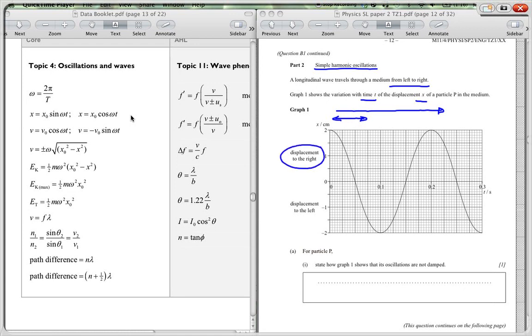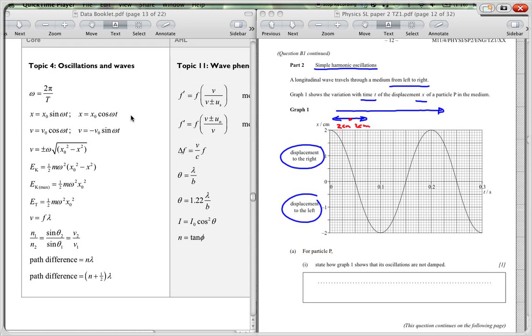And here we have on our y-axis the oscillation to and fro of a particle. So a particle will move basically this way and that way, 2 centimeters either way, like that.